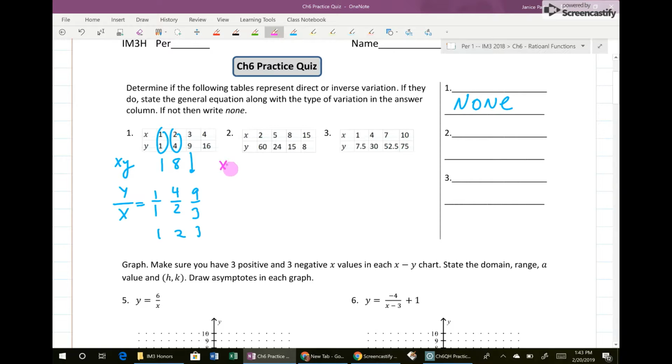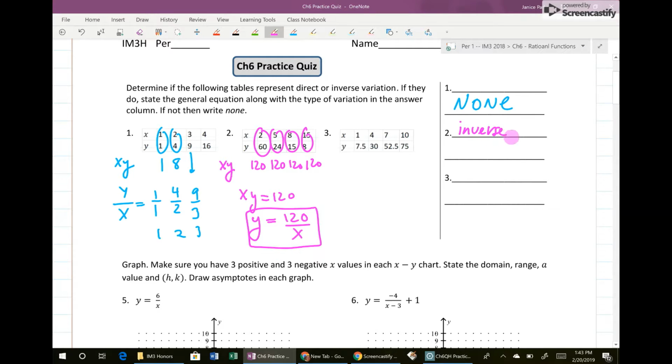For the second one, if I do x times y, multiply those two together, I get 120. Multiply those two together, it's also 120. The next row, 120, and the next row, 120. So x times y consistently is equal to 120. So if I solve this for y, I get 120 over x. So it's inverse variation, and the equation is 120 over x.